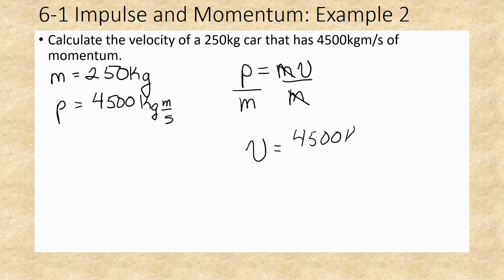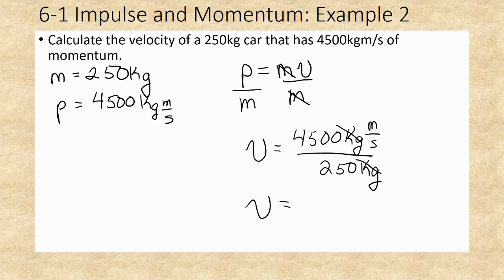4,500 kilogram meters per second divided by the mass of 250 kilograms. The units cancel out, nice and neat. 4,500 divided by 250 comes out nicely to 18 meters per second.